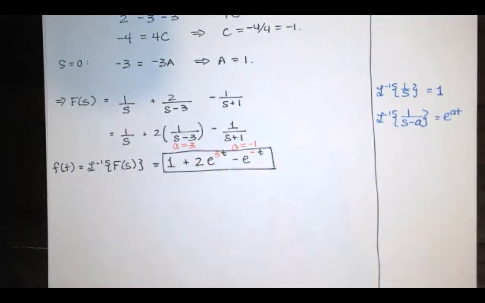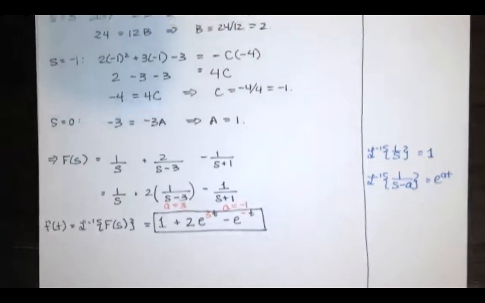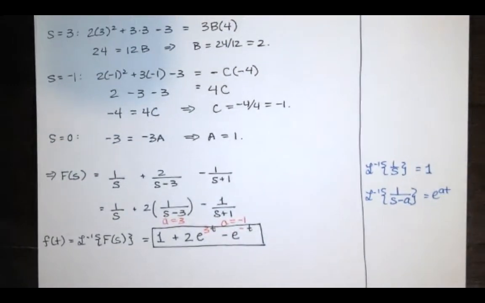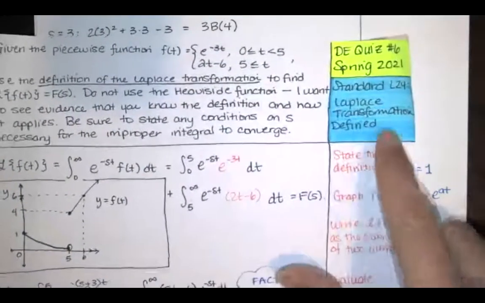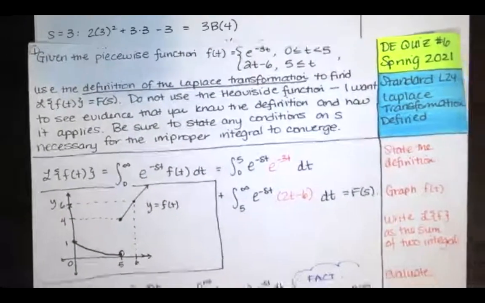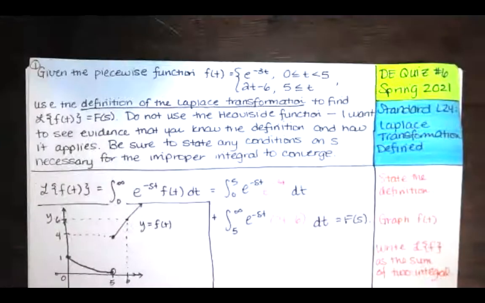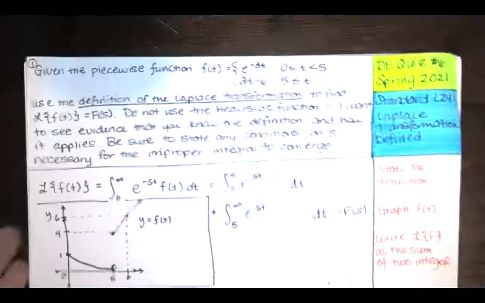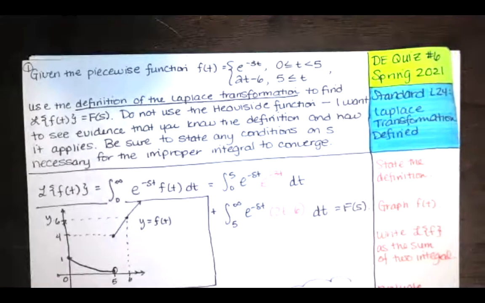And that is the end of our video covering that first course standard, standard F20 or L24, which is about the Laplace transformation defined. Now, this is one version of the quiz. There were multiple versions of the quiz, so you may not have seen these questions, but you probably saw similar questions. Those videos will be posted later today as well.